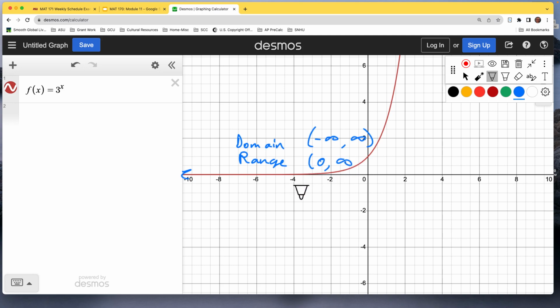Very good. So it doesn't go below 0. There's no negative stuff there. So remember this, this is for exponentials. Remember, a logarithm is the inverse function.